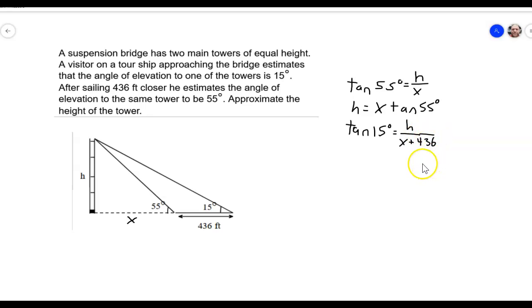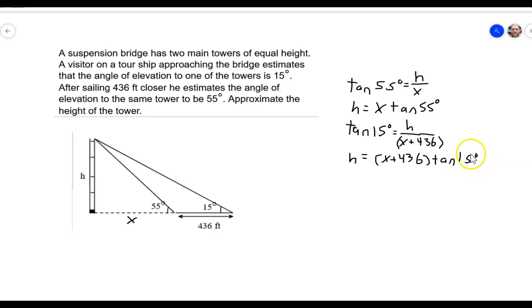And once again, in order to solve for the h, I'm going to multiply both sides by x plus 436. So I'm going to get h is equal to x plus 436 times the tangent of 15 degrees.